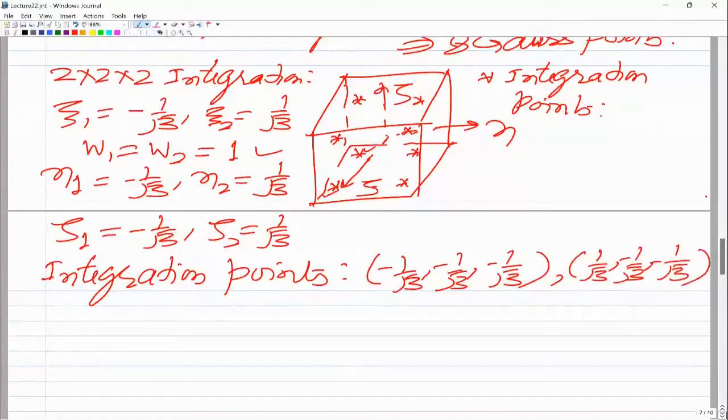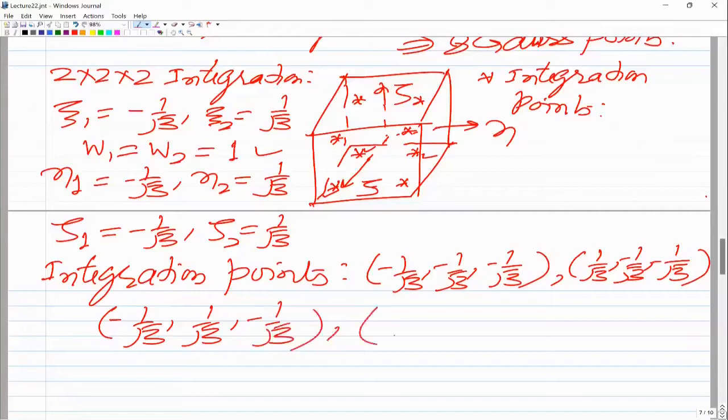Then you now go to the eta side. So the third point, let us say, is this point. So like that, you can write the combination: xi is -1 upon root 3, eta is +1 upon root 3, and zeta is -1 upon root 3. That is the third Gauss point. The fourth Gauss point would be this point, where xi is +1 upon root 3, eta is +1 upon root 3, and zeta is -1 upon root 3. So these are the first 4 Gauss points: first this point, then this point, then this point, then this point.